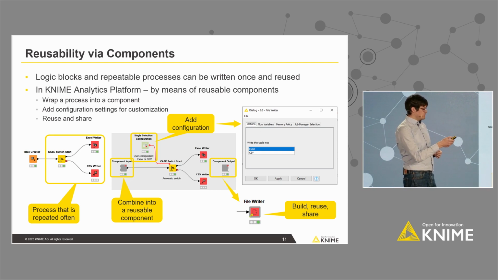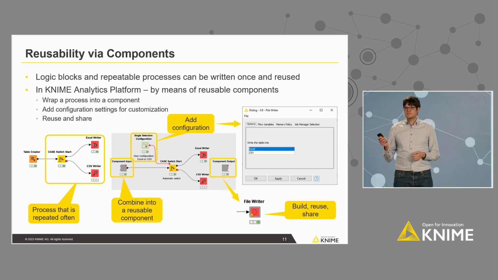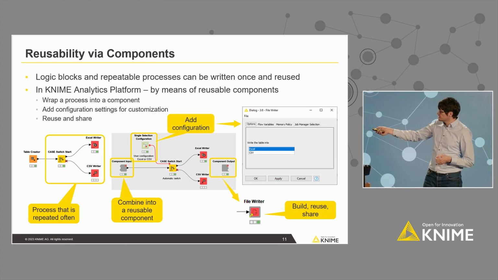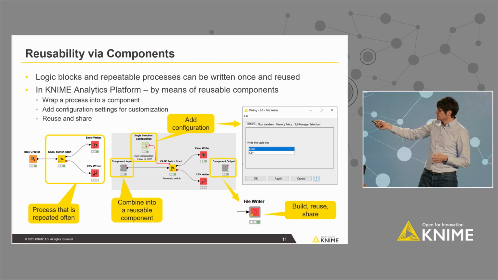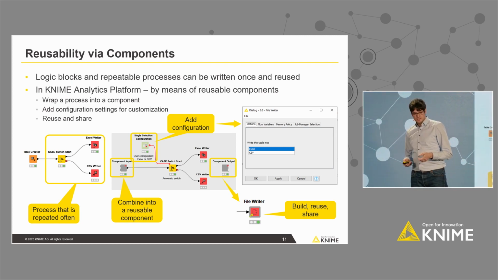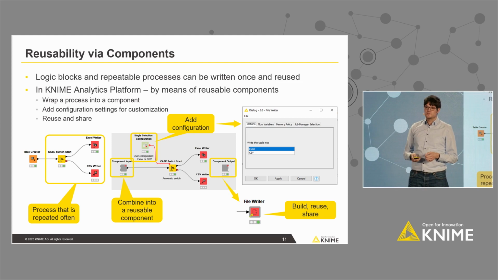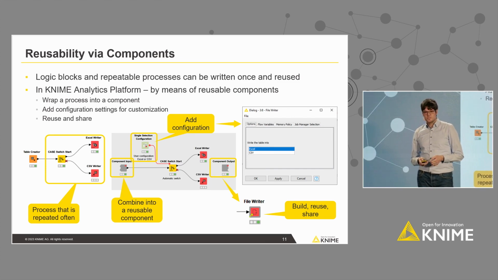That doesn't work, the pointer. No, never mind. But in this example, you can then choose to write the table into Excel or CSV, for example. That's this little green configuration node there that you use. And if you share that component with another user, it just behaves like a normal node with documentation and a nice node dialog.